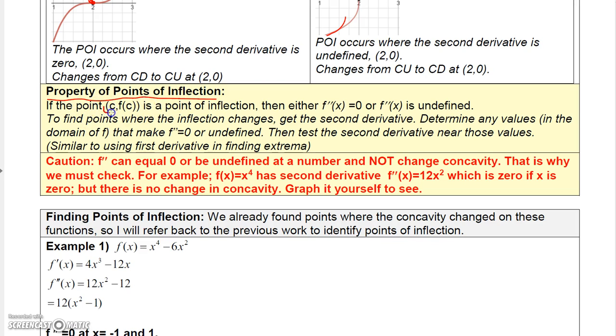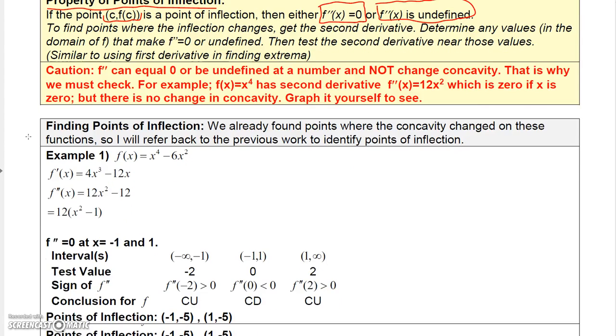If you find a point (c, f(c)), and you find that this point is a point of inflection, then either the second derivative is 0 or the second derivative is undefined at that point. Now, most of your points of inflection will be determined by finding where the second derivative is 0. So what you want to do is to find points where the inflection changes. You want to get the second derivative, then determine any values that make the second derivative 0 or undefined. Then we're going to test the second derivative near those values.